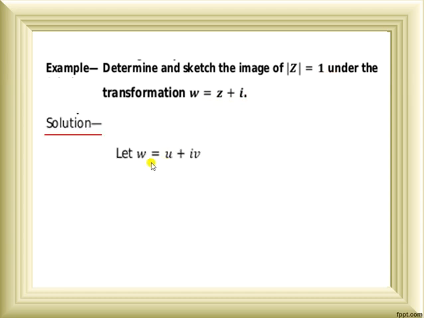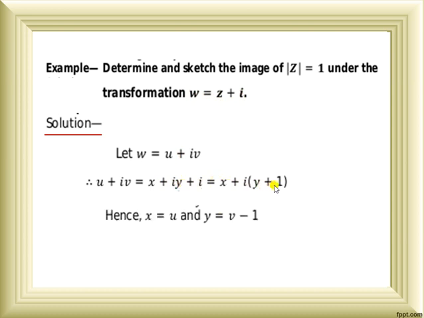First, w is equal to u plus iv. Substituting w and z values, u plus iv equals x plus iy plus i. Now I am splitting the real and imaginary parts: x plus i times y plus 1. Equating the real and imaginary parts separately, u is equal to x and v is equal to y plus 1. Therefore y is equal to v minus 1. We have found the x and y values using the given transformation.